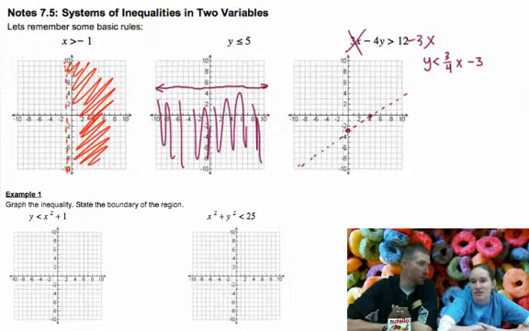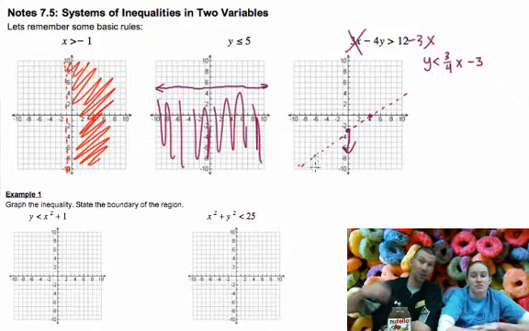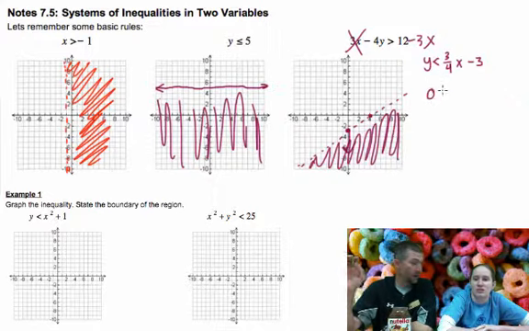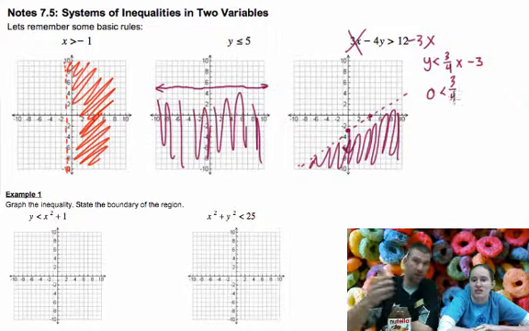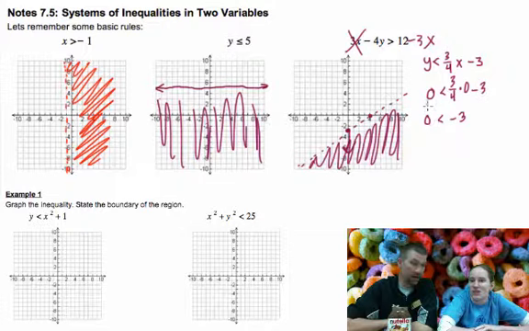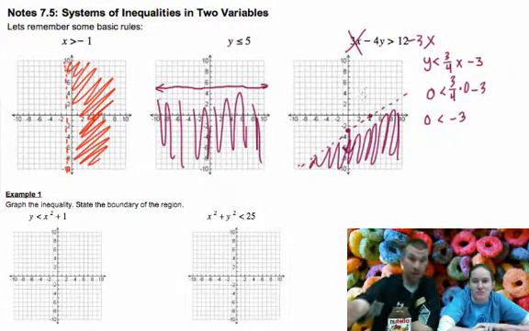The other thing you can do is check any point that you want, and unless the line goes through the origin, always pick 0, 0. You can put 0 in for x, you can put 0 in for y, and then see if it's a true statement. Is 0 less than -3? No, I don't think so. Which is why we didn't shade on that side.